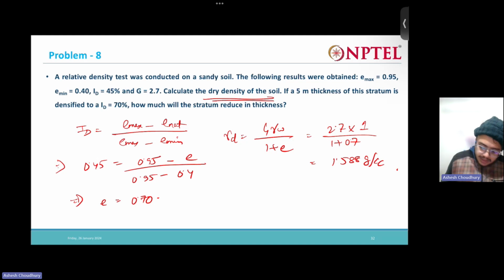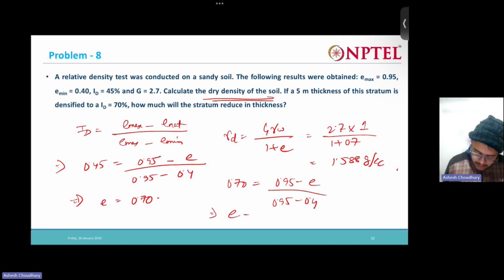If a 5 meter thickness of the stratum is densified to 70%. So initially the relative density was 45%. Now we are densifying it more, to 70%. So what will be the void ratio? Same, find it out. The new void ratio is going to be 0.565.